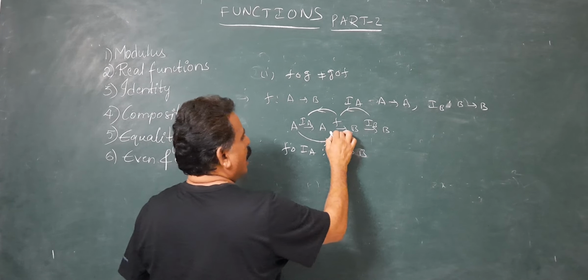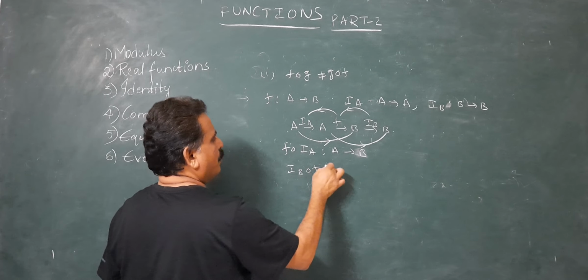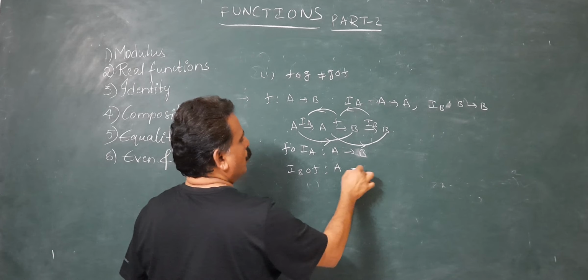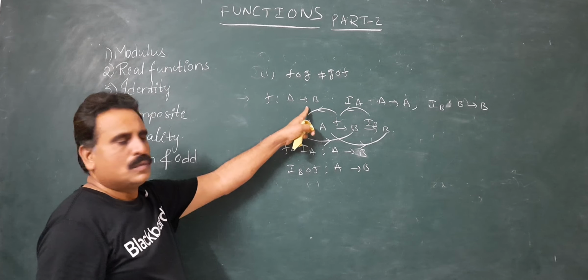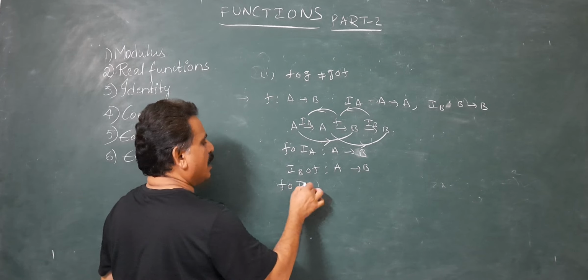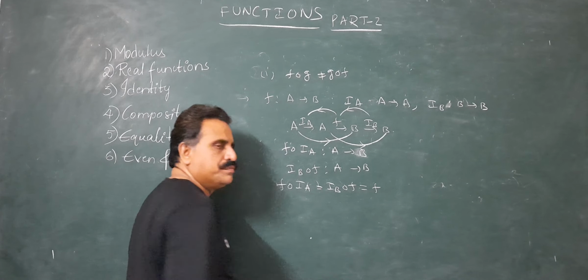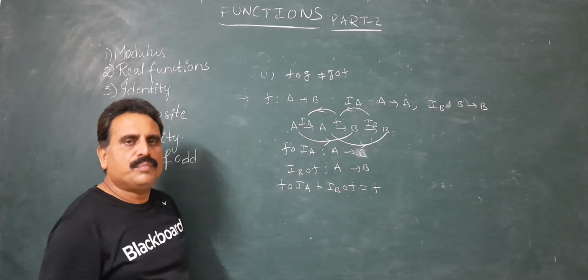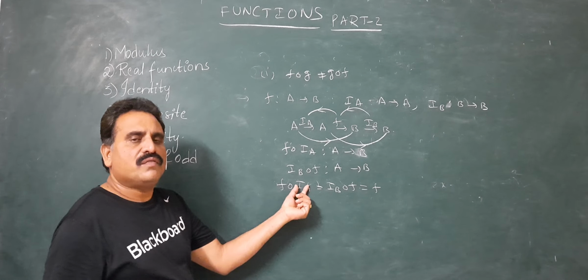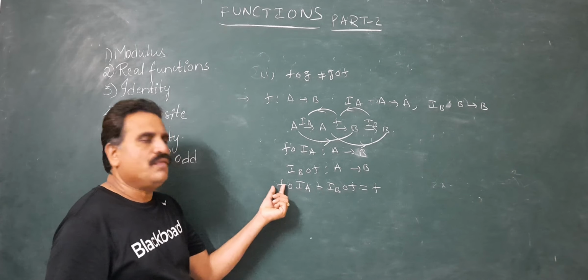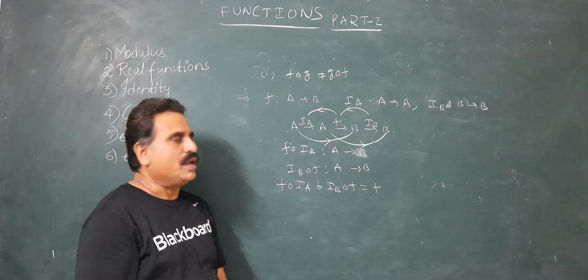Next, IB circle f maps from A to B. F also maps from A to B. So f circle IA equals IB circle f equals f. It is called the identity property. Composition of any function with identity is itself only.